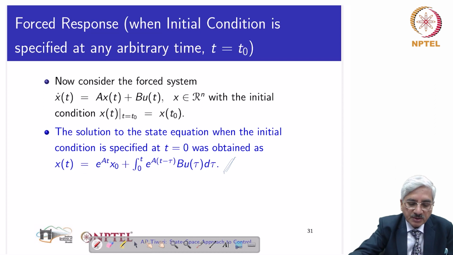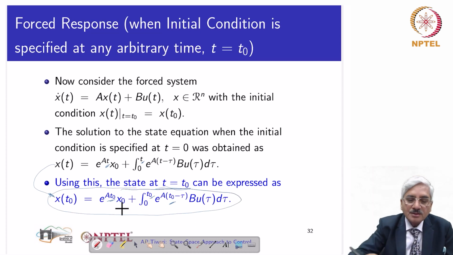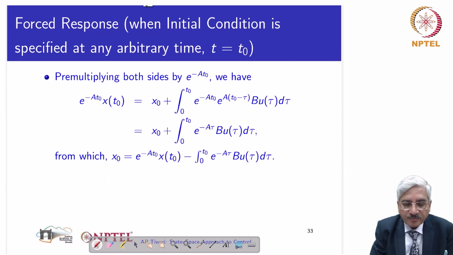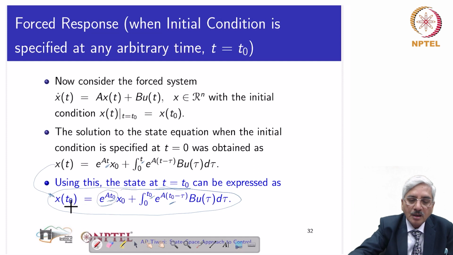In this, we substitute t equal to t0, and it gives x(t0) equal to e^(A t0) x(0) plus the integral term. Mind it, in place of t we have substituted t0, here also in place of t we substituted t0, and so on. So we get an expression for x(t0), and we can pre-multiply by the inverse of this on all the terms.